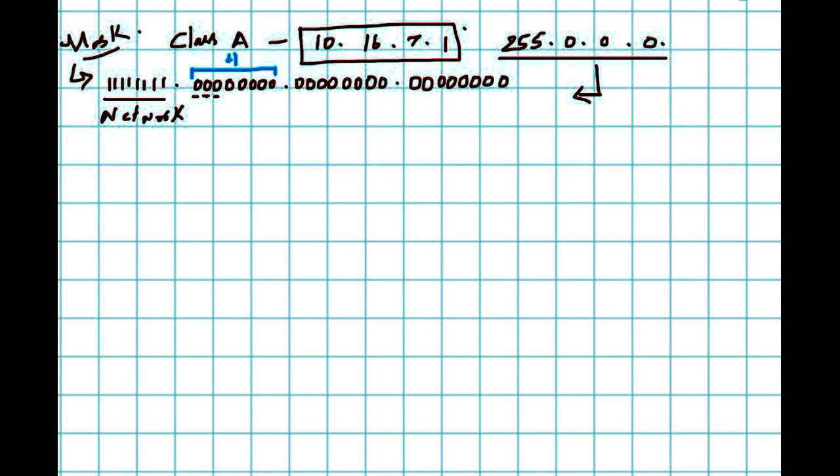This is host portion, host portion, host portion. So now we borrow some bits within the host portion. So here I will show you. This is place 1, 2, 3, 4, 5, 6, 7, 8.